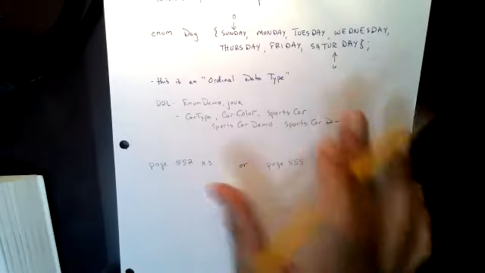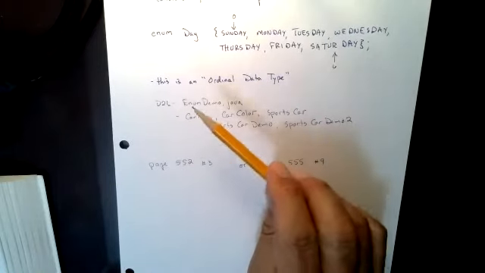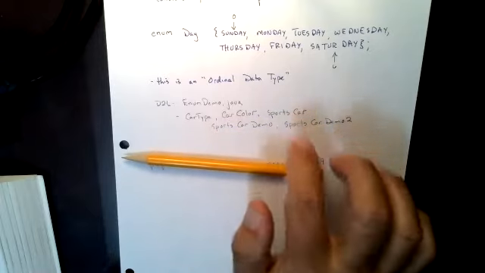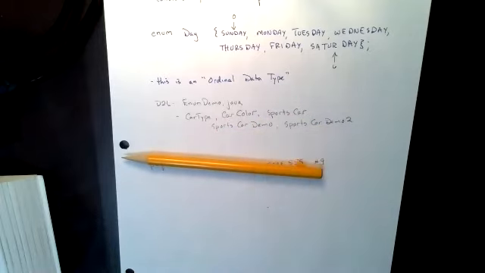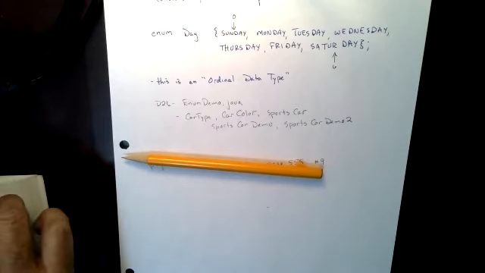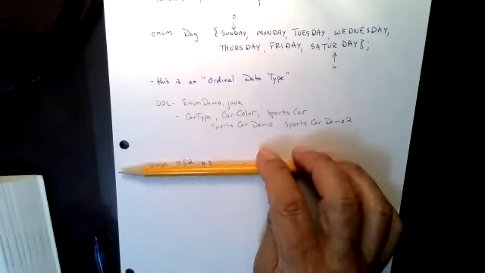So there's an example of enumerated data type. And I go back to D2L and load up car type, car color, sports car demo. You can even throw sports car demo 2 in there as well.